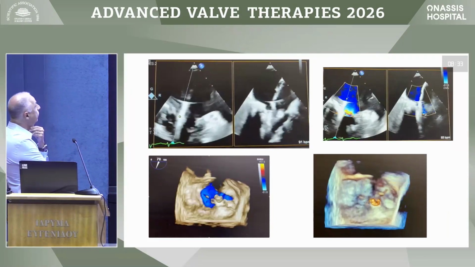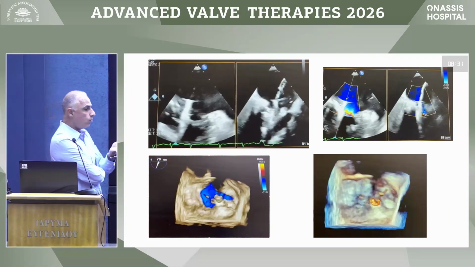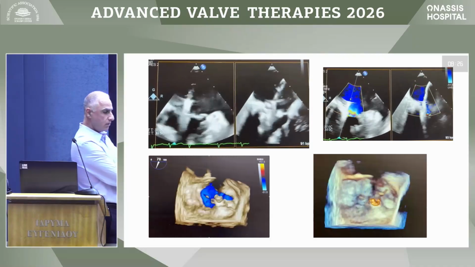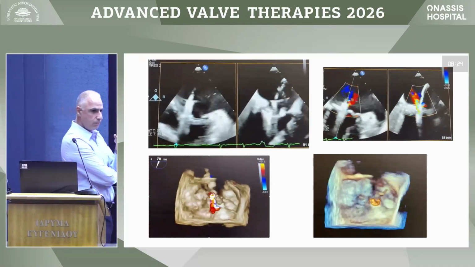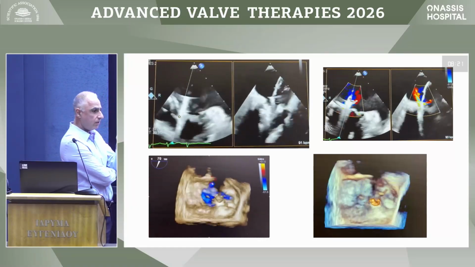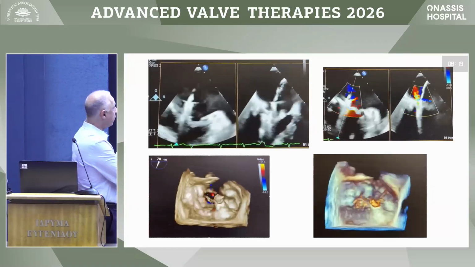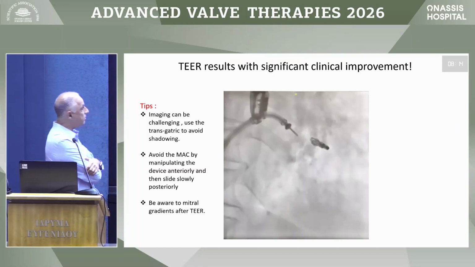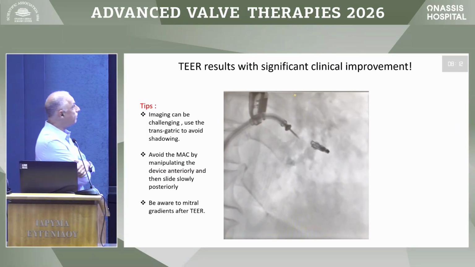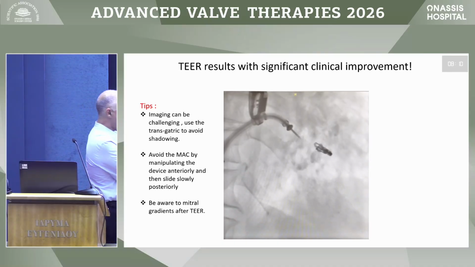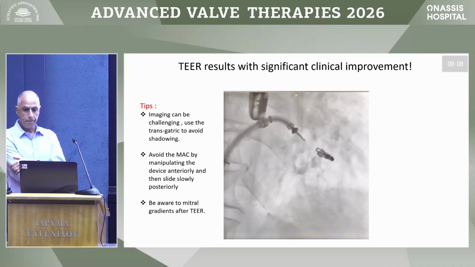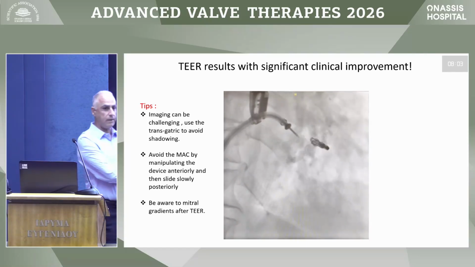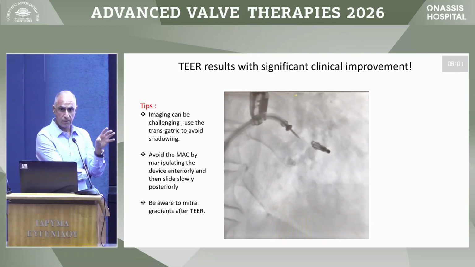So we went with the one device, we go below the MAC, then went anteriorly to avoid the shelf of the calcium. And after we grasped the anterior leaflet, we went posteriorly and got a grasp. So this was the result. You see the one clip in the middle of the MAC. Those patients are not good candidates, not ideal candidates, but TEER can be life-saving in these patients.